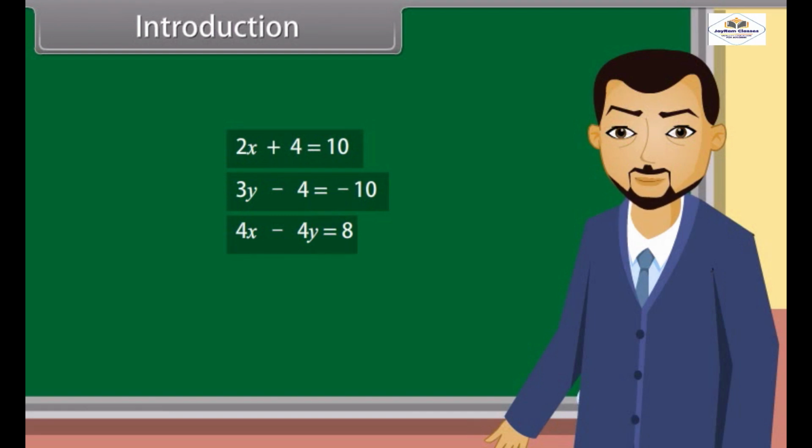But it has two variables. So it's a linear equation in two variables. Today we will learn about the pair of linear equations in two variables.